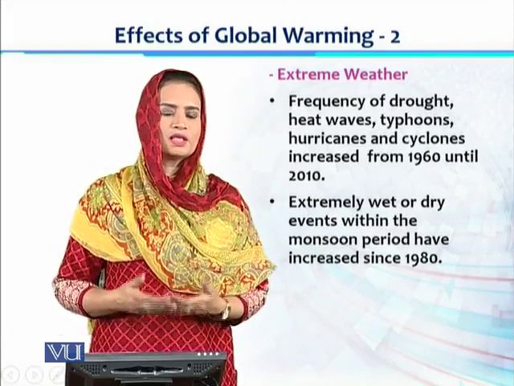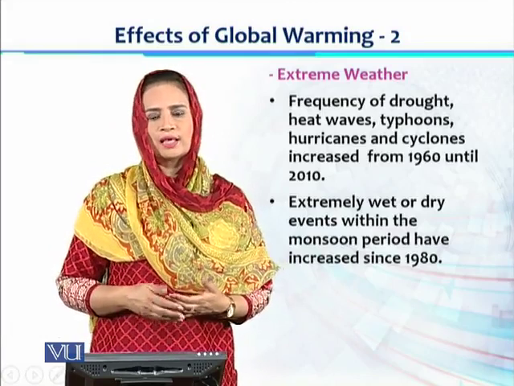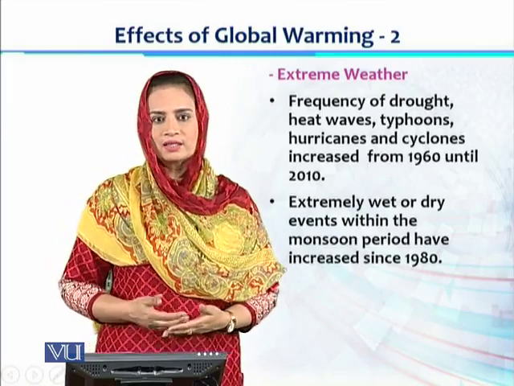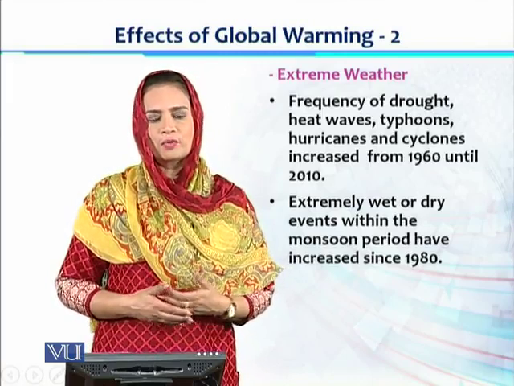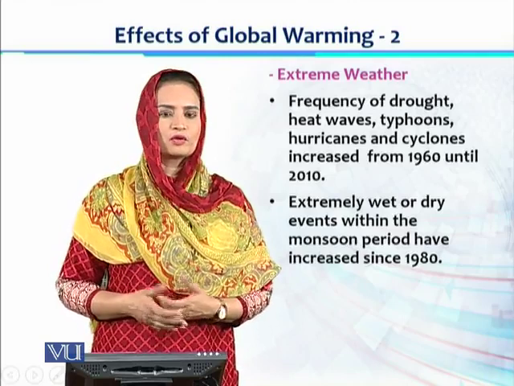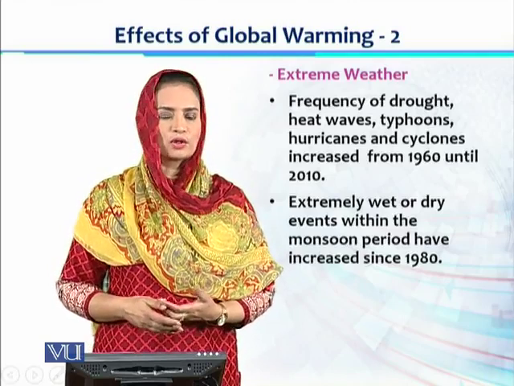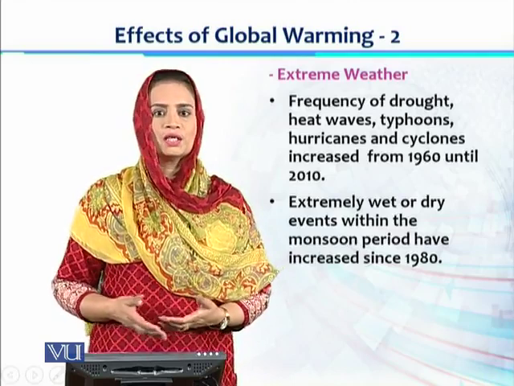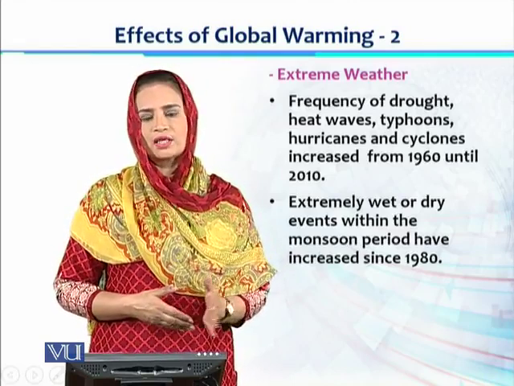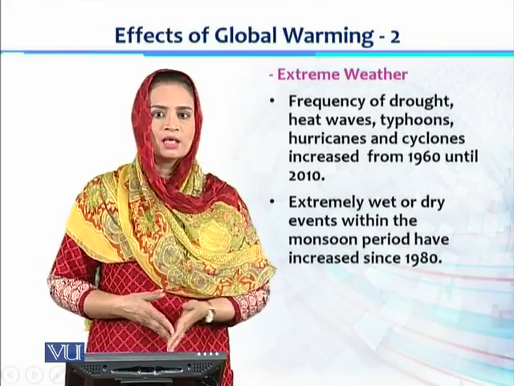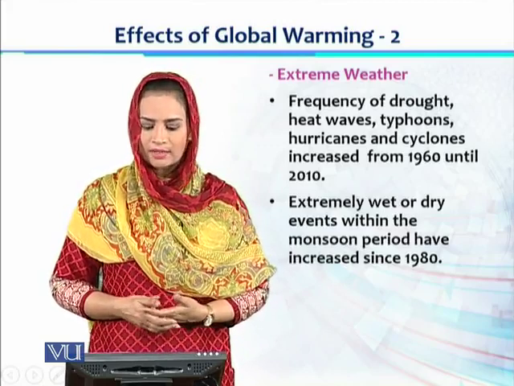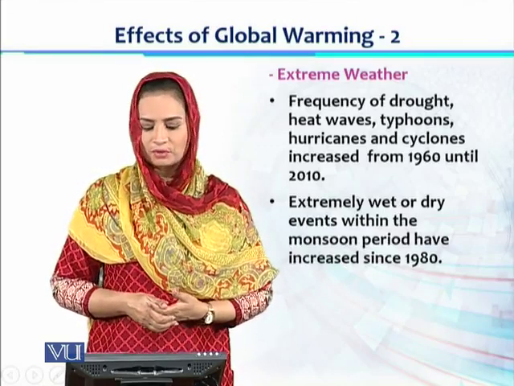So we have seen over the last 10 years that the occurrence, or the number of appearances, of hurricanes, cyclones and typhoons has increased overall. This increase has been observed from 1960 until 2010 and it is still continuing. We are observing hurricanes in the USA, in the American region, and in the Pacific Ocean and the Indian Ocean. So this is showing that weather patterns are changing and it is becoming extreme day by day.